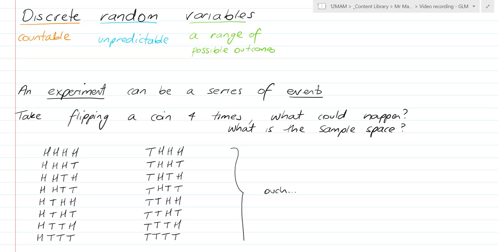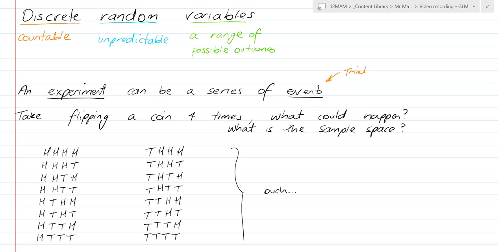So an experiment can be a series of events, and I'll just make the note here that an event might also be called a trial as we get further on, events or trials. And we talked in a previous lesson about some probability review, so I'll be assuming some probability knowledge here. Now let's take flipping a coin 4 times. What could happen, and what is the sample space?